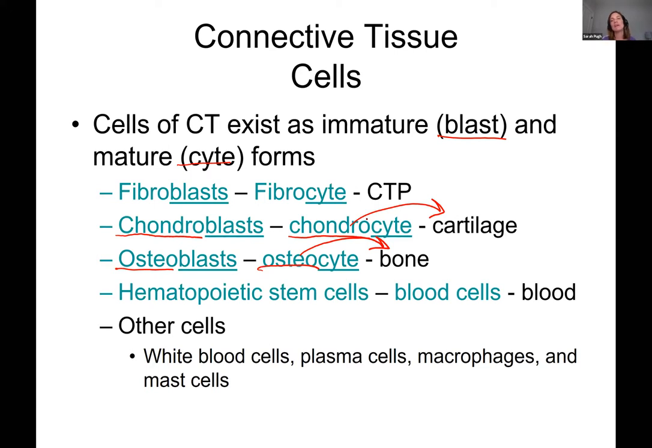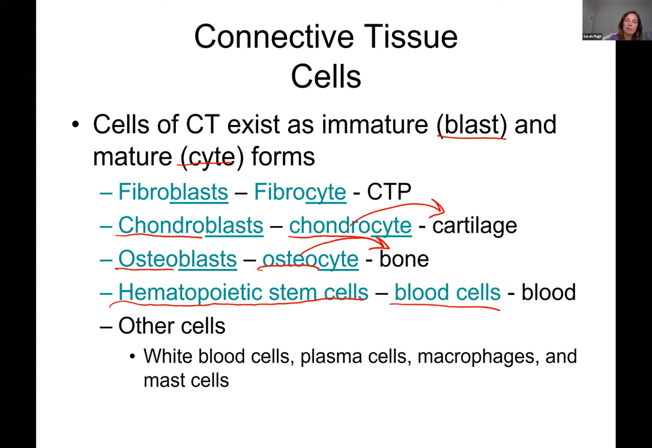And again, you know, blood is atypical, so it doesn't follow the blast cyte rule. So for the immature blood cells, we have what are called hematopoietic stem cells. Hematopoietic stem cells can become any kind of blood cell. They can become red blood cells or any kind of white blood cell. Okay, and once they're mature, they're a blood cell.